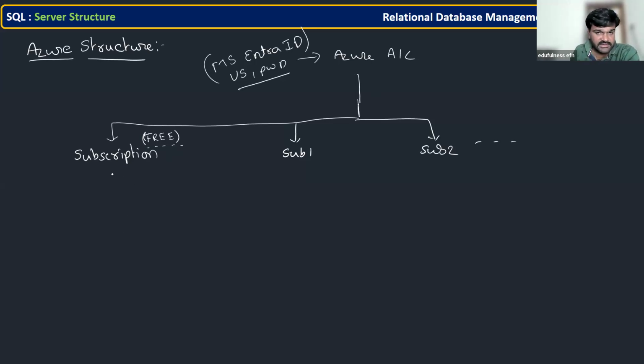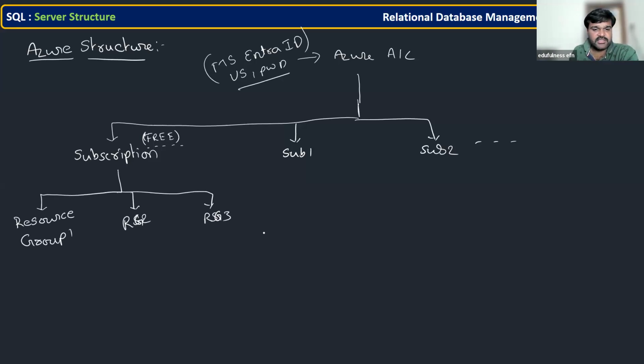Now, if you see under one subscription, what else you are going to have is multiple resource groups. Here especially, you need to understand very clearly. Resource group 1, like that multiple resource groups you can create. Resource group 2, resource group 3, RG3. So multiple resource groups you can create.